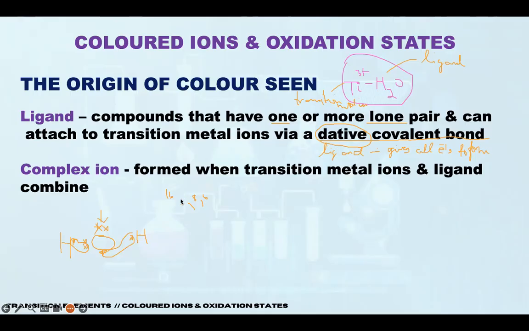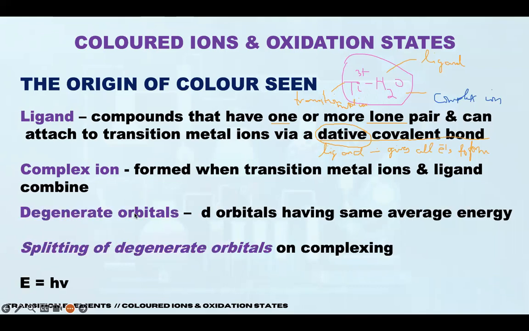So let me erase this stuff. The complex ion is what's formed when the transition metal ion and the ligand combine. So this whole thing here, the titanium and water, we'd call that a complex ion. This is our complex ion. We're just getting the terminologies right. Complex ion.